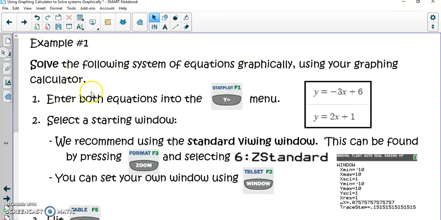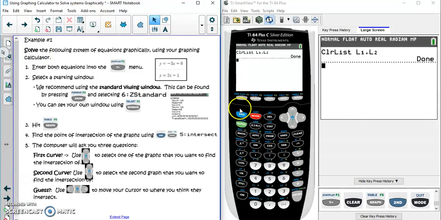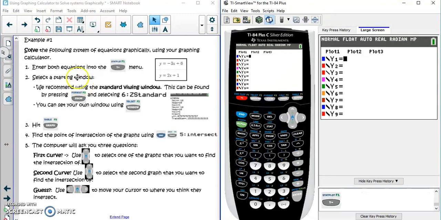So the first step is to enter both equations into the y equals menu. So I have my graphing calculator up here. The y equals menu is up in the upper left-hand corner, and y equals is on the button. So just hit y equals. I'm going to enter both equations, one into y1, so negative 3x plus 6. The next equation I'm going to put in the other line, 2x plus 1. So we've entered the equations for our calculator to graph.